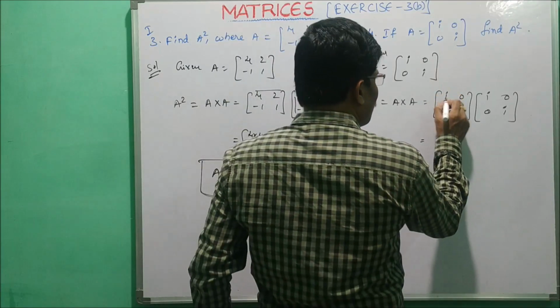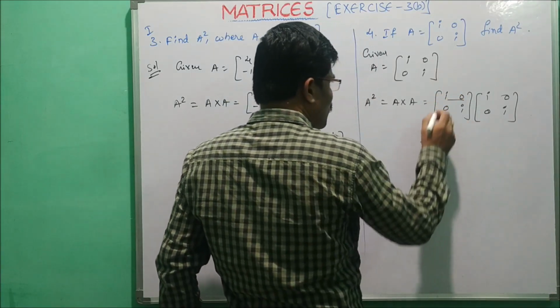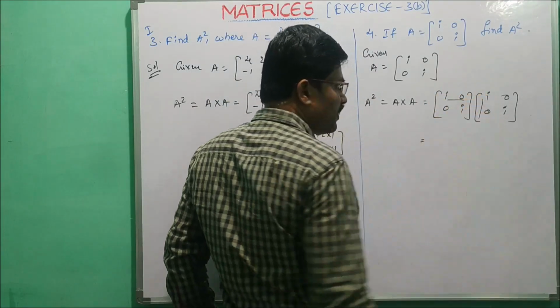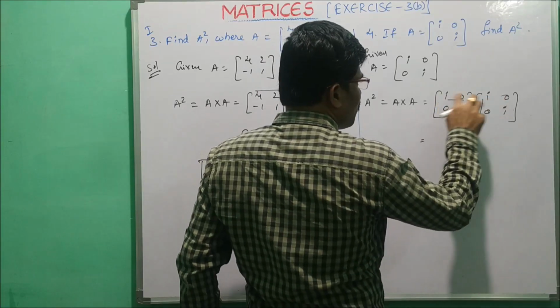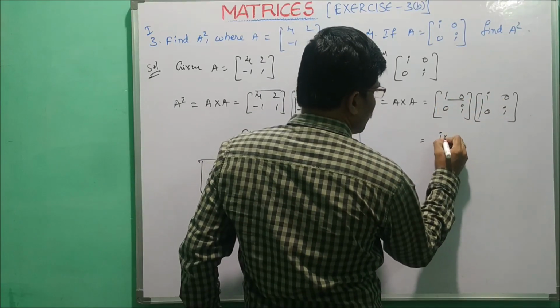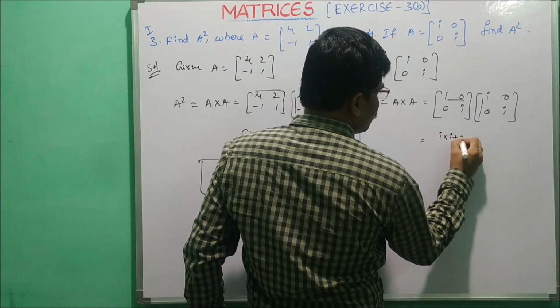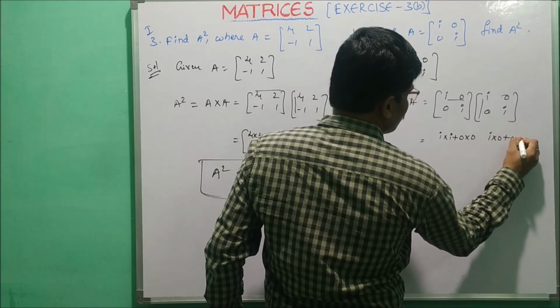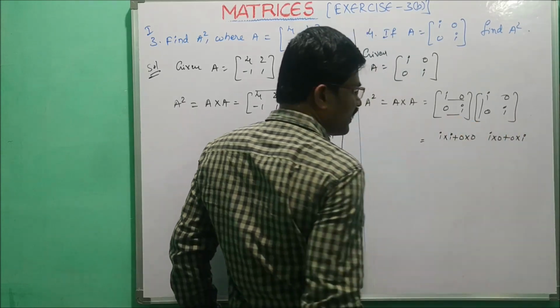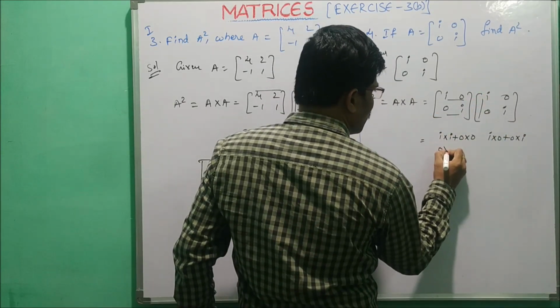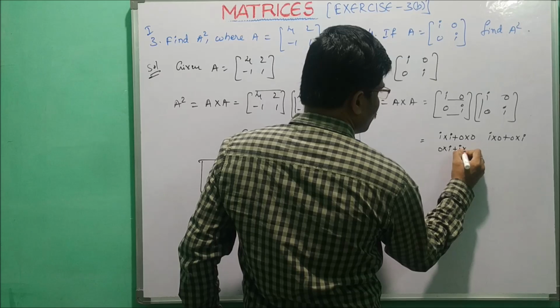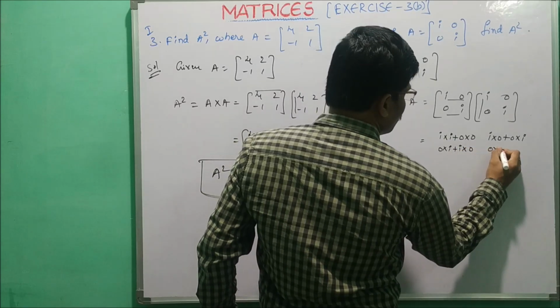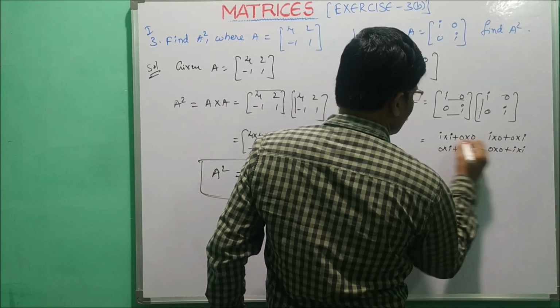Now here also we take first row in the first matrix, first column in the second matrix. Now we have to multiply i into i plus 0 into 0, i into 0 plus 0 into i. Similarly we have to take second row first column: 0 into i plus i into 0, 0 into 0 plus i into i.